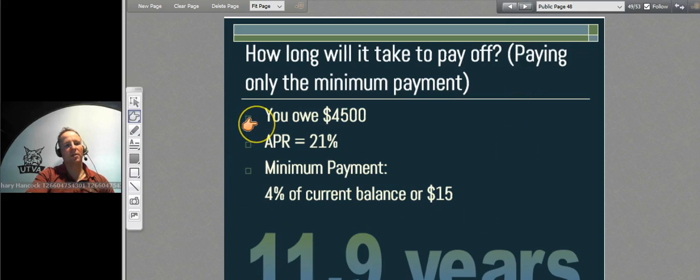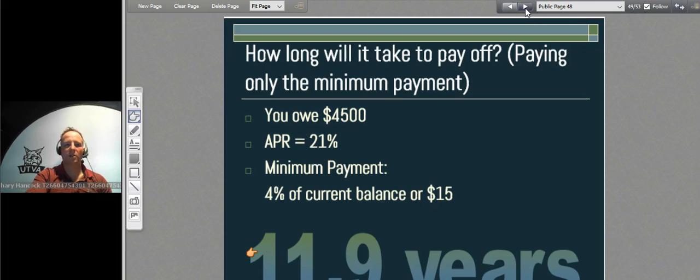So here's another one. You owe $4,500. The APR, which is the interest, is 21%. Minimum payment is $15 a month, or 4% of the current balance. It'll take you 11.9 years to pay that off. And that's with not spending any more money. So it's just stupid. You gotta be careful.